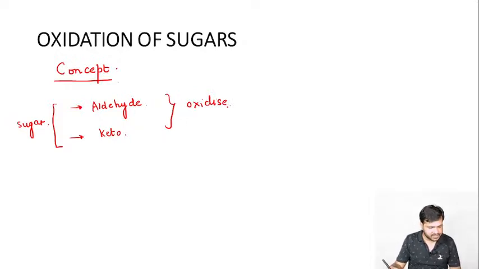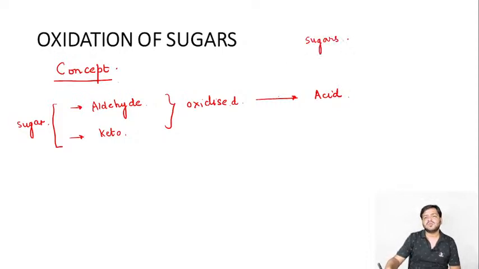when they are oxidized, it leads to the formation of acid. So it simply means when sugars, basically glucose, galactose, fructose, all the sugars consisting of the aldehyde group, that is the CHO group, and the keto group, that is C double bond O, are oxidized, they form acids.